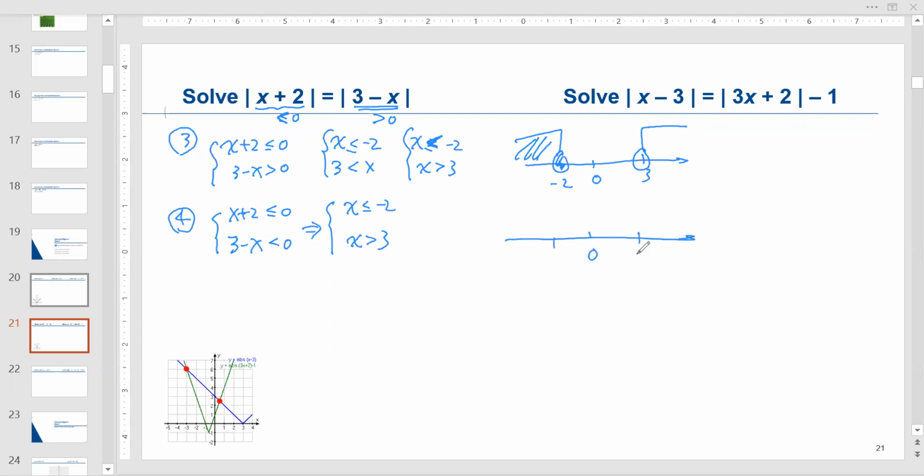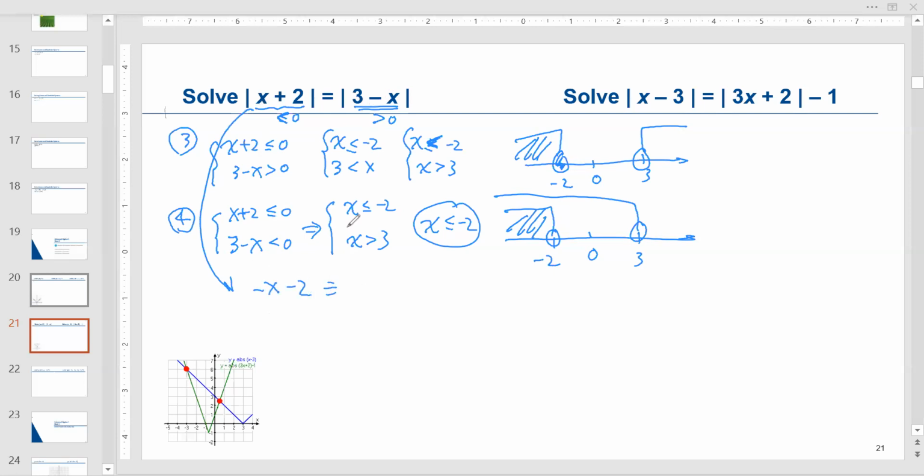Still do the same. X less than or equal to negative 2 is this part. X less than 3 is this part. So the overlapping area is x less than negative 2. All right, so in this situation we want to get rid of the absolute value. We can change it to this one. This one became negative x minus 2, right?